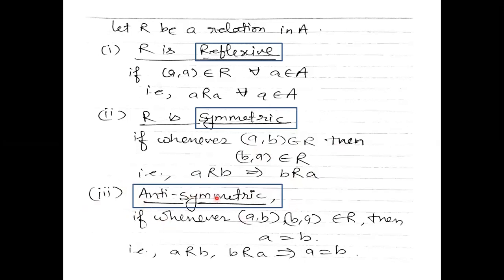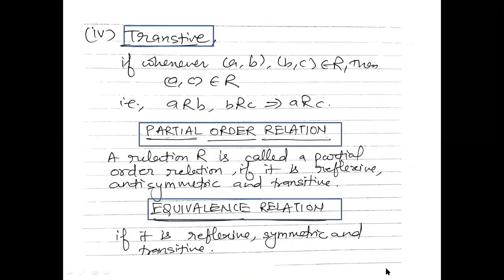Third is antisymmetric. When do we say that a relation is antisymmetric? It is antisymmetric if whenever (a, b) and (b, a) belong to R, then a is equal to b. That is, a is related to b and b is related to a implies a equals b. Next, a relation is called transitive if whenever (a, b) and (b, c) belong to R, then (a, c) belongs to R. That is, a related to b and b related to c implies that a is related to c.